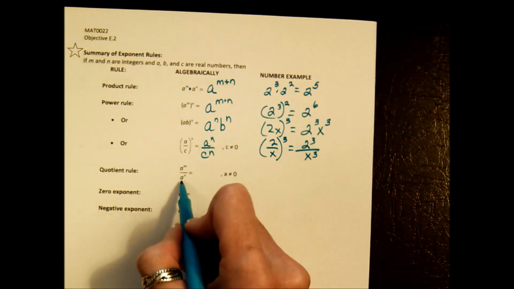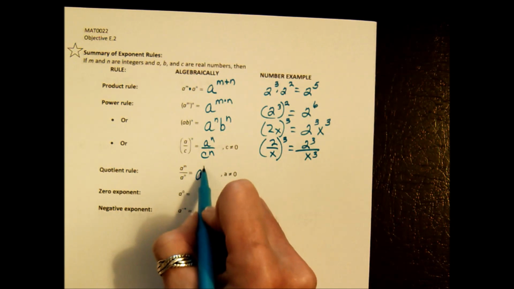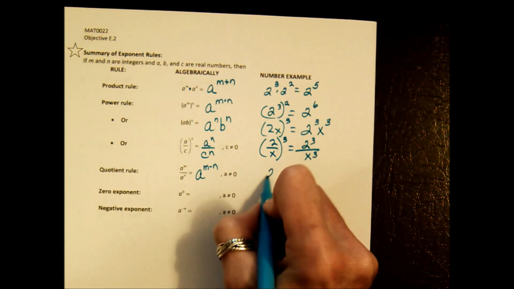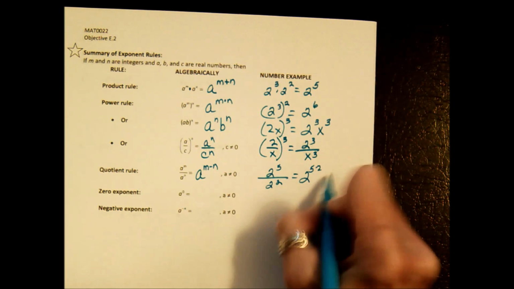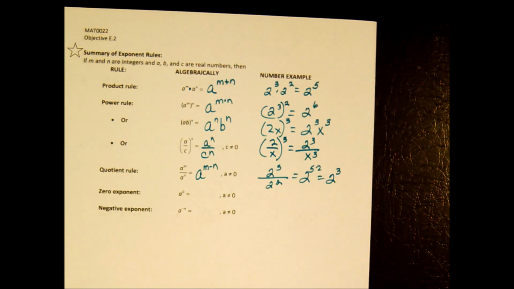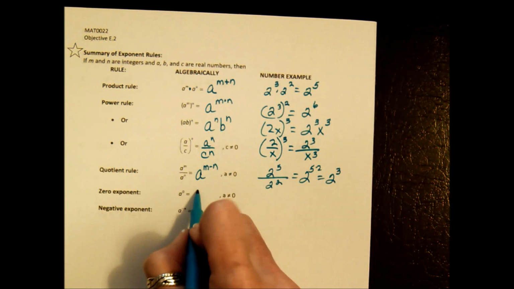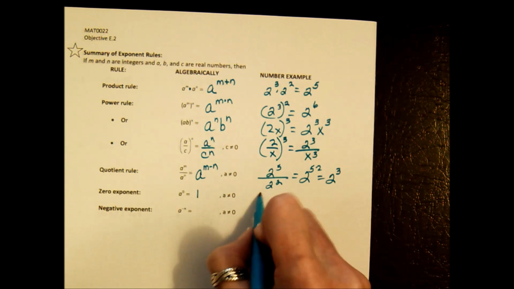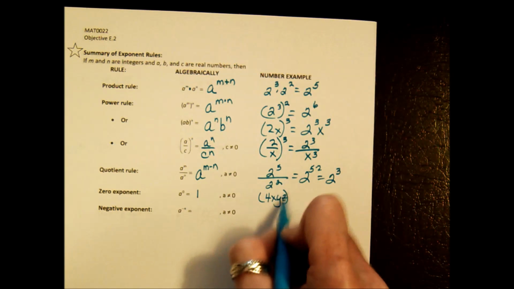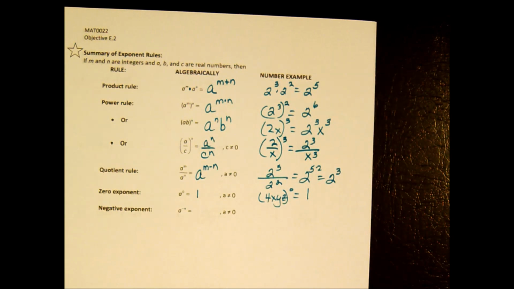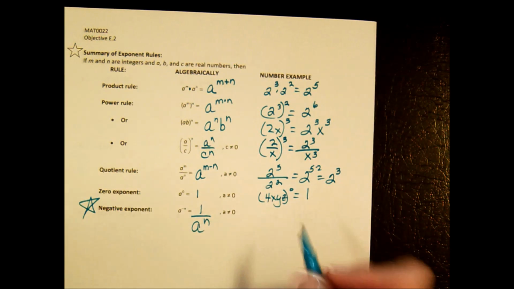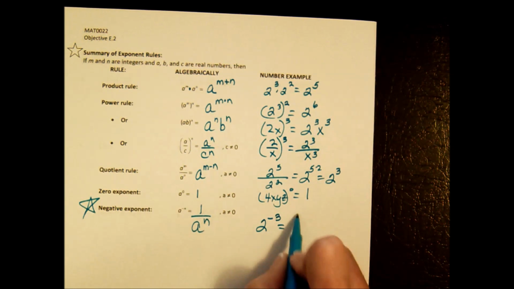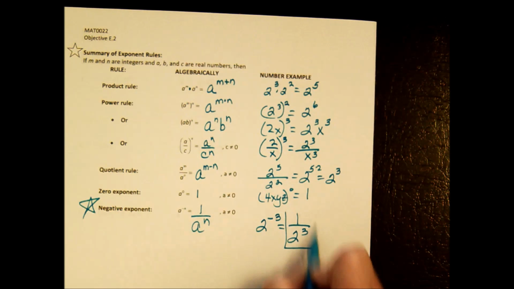Quotient rule. If I have like bases in division, I subtract the exponents. So 2 to the 5th over 2 squared is 2 to the 5 minus 2, or 2 cubed. Anything to the 0 power is 1. So if I have 4xyz to the 0, it's still equal to 1. And finally, the one that causes the most confusion, a negative exponent means the reciprocal of that positive. So 2 to the negative 3 is 1 over 2 to the positive 3rd power.